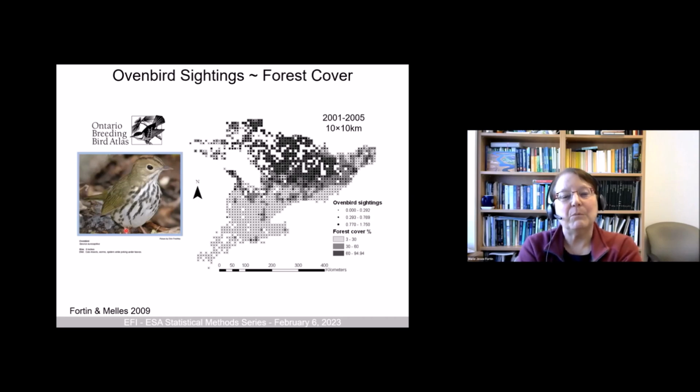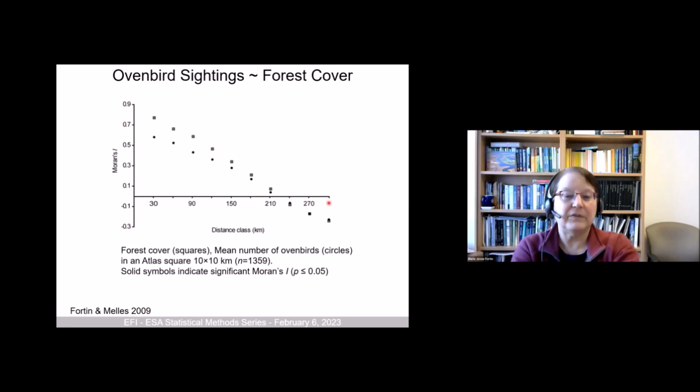So this is information of bird sightings based on the Ontario Breeding Bird Atlas from 2001 to 2005, using 10 by 10 kilometers. So each square is 10 by 10 kilometers. The different shades of gray are different intensities of forest cover, and the size of the dot is the number of sightings of ovenbird through the sampling procedure. So this information was used with Stephanie Meles.